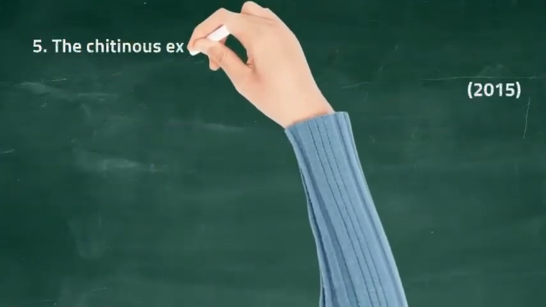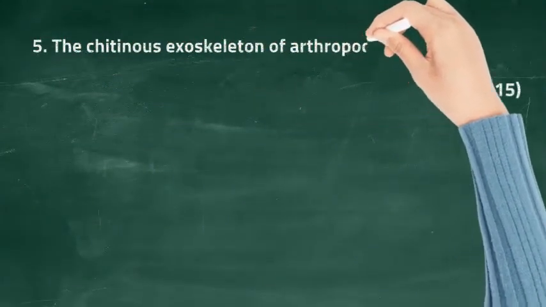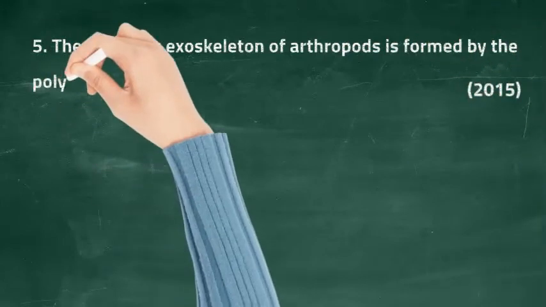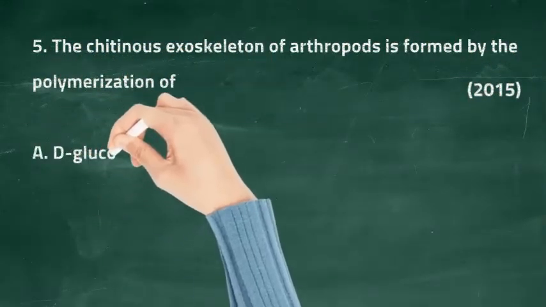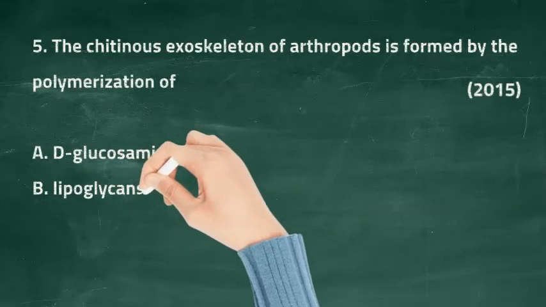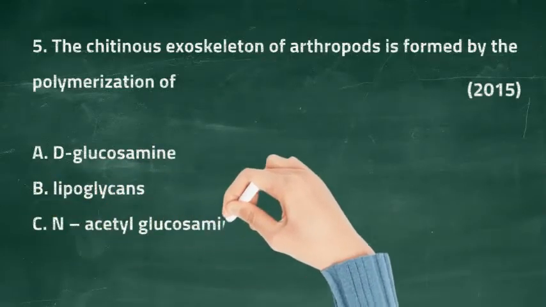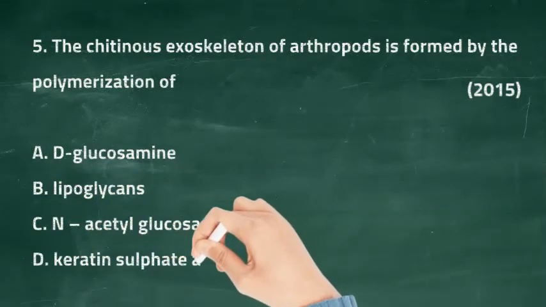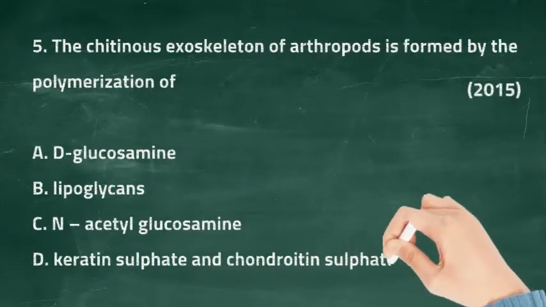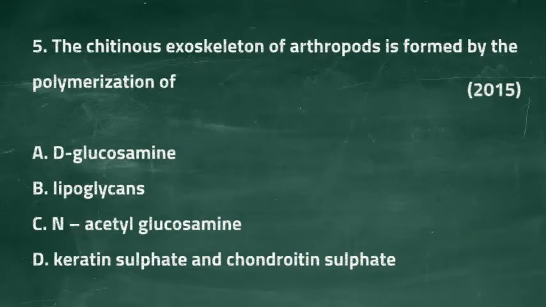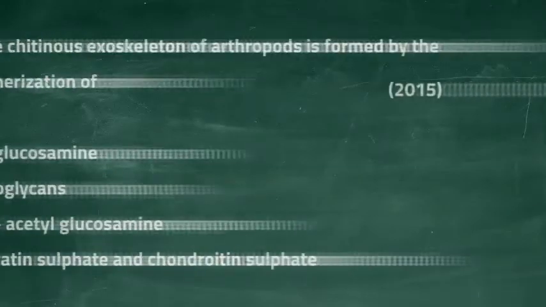Question 5, the chitinous exoskeleton of arthropods is formed by the polymerization of option A is D-glucosamine, option B is lipoglycans, option C is N-acetyl glucosamine, and option D is keratan sulfate and chondroitin sulfate. The right answer is option C, N-acetyl glucosamine.